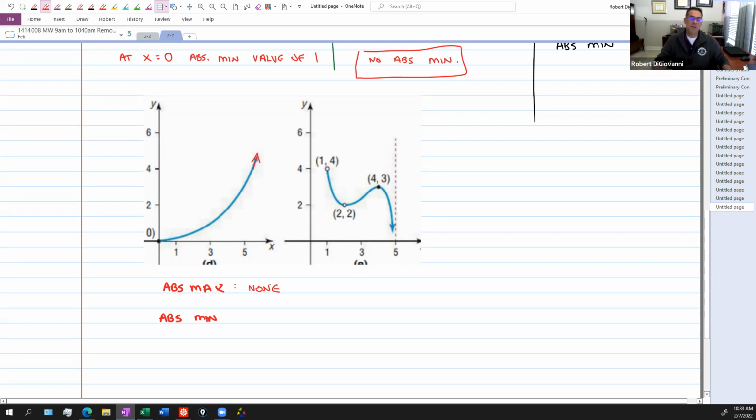And the reason why is because infinity is not a number. So you can't tell me, oh, the biggest it ever gets is infinity. It would have to be a fixed number. So since it keeps going forever, there is no highest point. So we just say there is no absolute maximum. And then minimum, well, on this one it does, right? It actually has a point there. So the smallest value you ever get is 0.